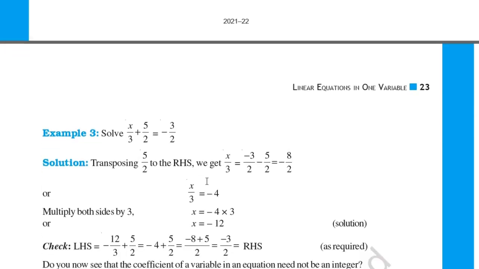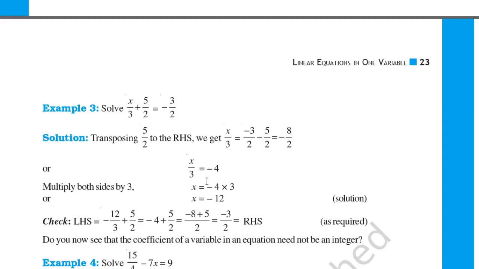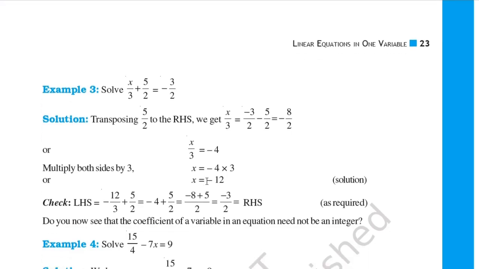So you can see here example number 3. x upon 3 plus 5 by 2 is equal to minus 3 by 2. So we are transposing 5 by 2 to the RHS. So we are taking this to this side, so the sign will be changed. So you can see here x by 3 is equal to minus 3 by 2 minus 5 by 2. So these two have a common denominator.